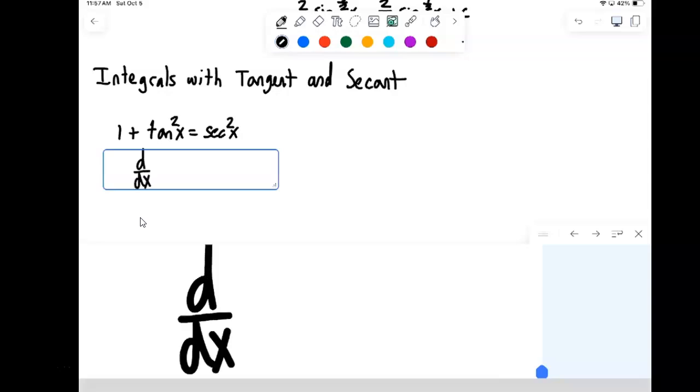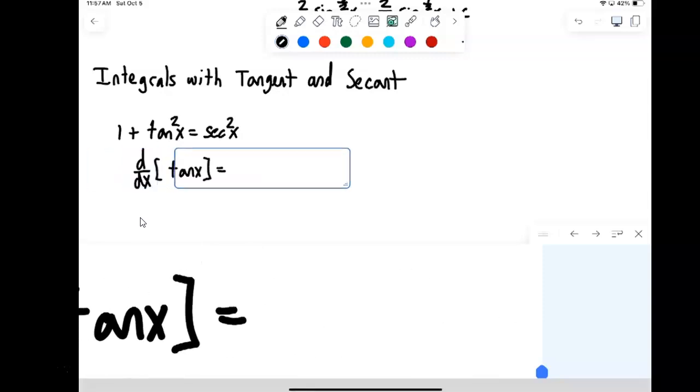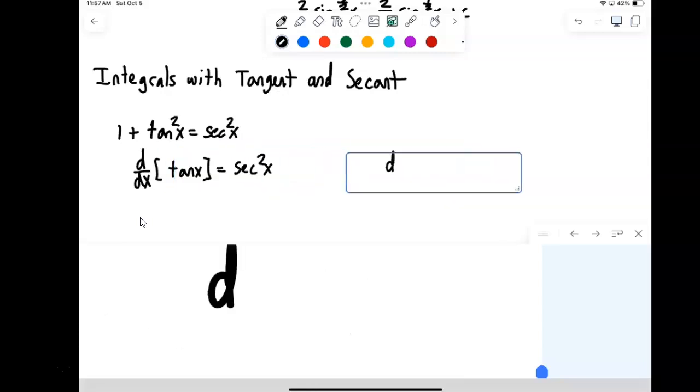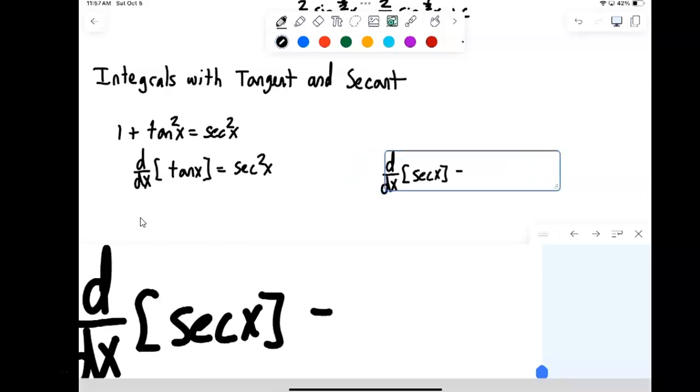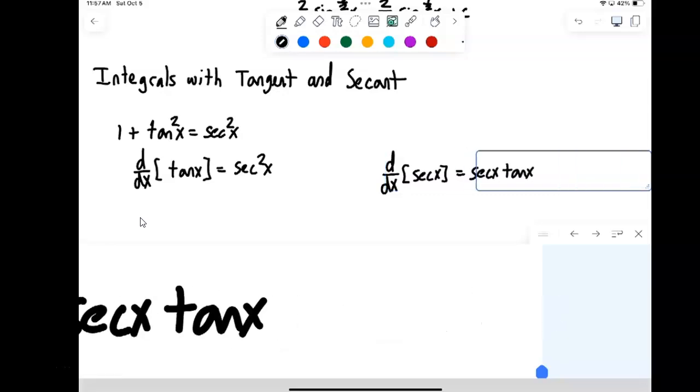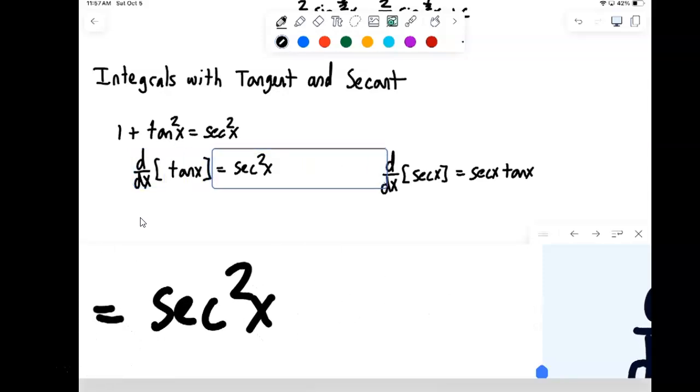Second, the derivative of tangent is secant squared, and the derivative of secant is secant tangent. So what that means is if I'm going to do a substitution where u is tangent, then I need to have a secant squared laying off to the side.